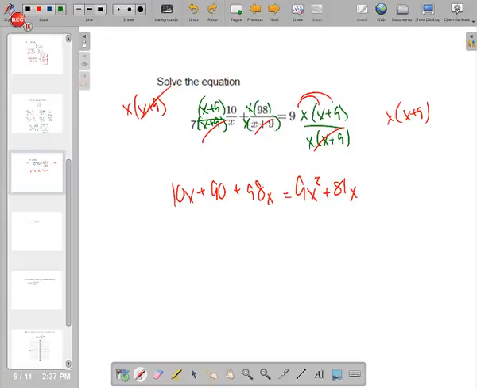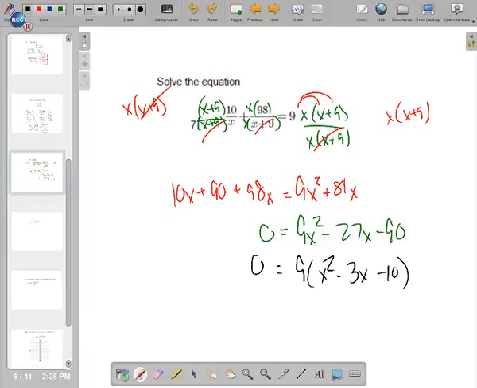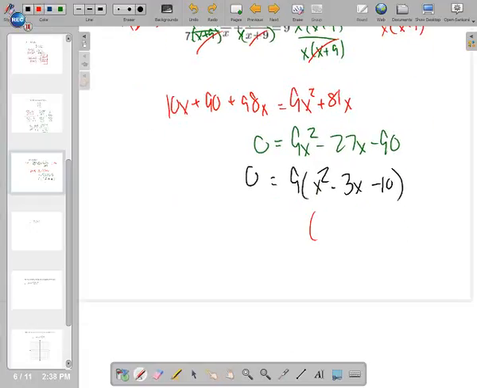And now I just got to solve this quadratic. So 9x squared, I need to move this 108x over. So if I move 81 minus 108x, I'm going to get negative 27x, and then I got to subtract 90. So I'm just solving this quadratic by getting everything to one side. Now I can factor x squared minus 3x minus 10. Please be factorable. Yeah, that's factorable. x minus 5, x plus 2. So x either equals 5 or x equals negative 2.